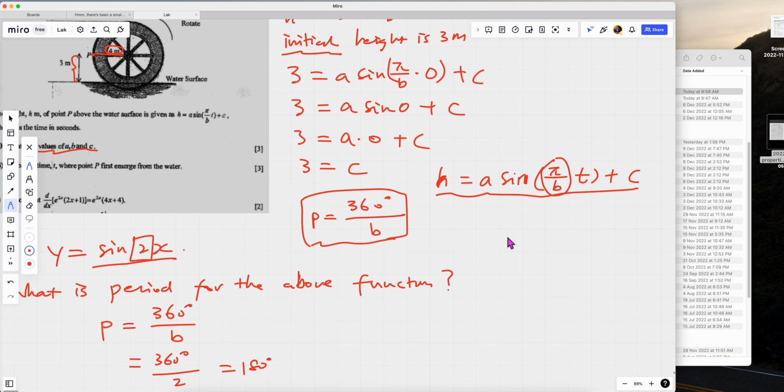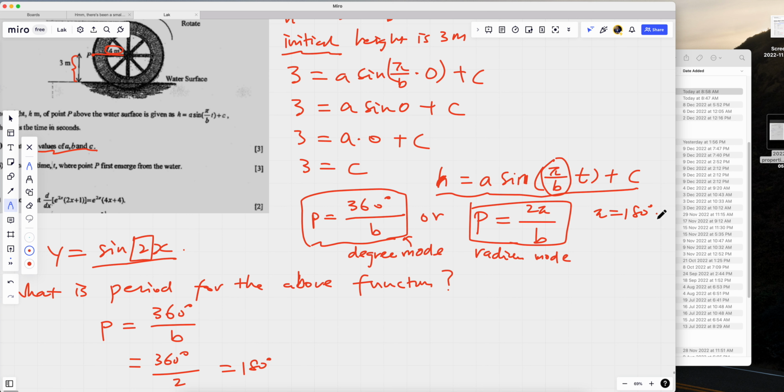In this case they use pi, so then you need to change, because there are two formulas for period. This one is for degree mode, and this one is for radian mode. So for radian mode, 360 is equal to 2 pi. Why? Because of the conversion, pi is equal to 180. So in a way, radian mode and degree mode are just two different units for angle.